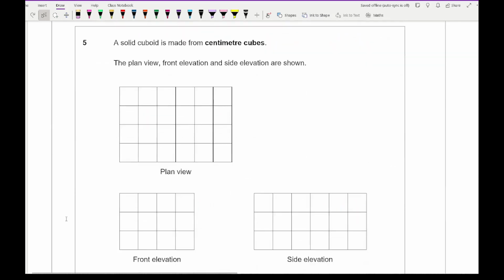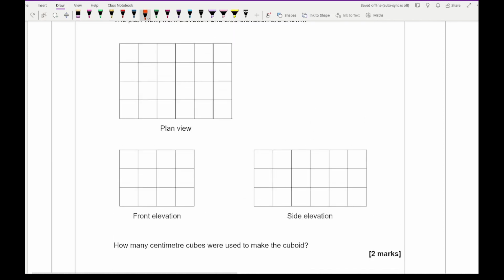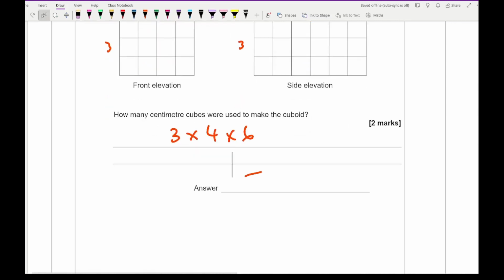So moving on to question 5, it says that a solid cuboid is made from centimeter cubes. The plan view, front elevation and side elevation are shown. It says how many centimeter cubes were used to make the cuboid. So all you need to do here is pick out the dimensions. So here this is going to be 4 by 6. I've got 4 by 3 and 3 by 6. So the dimensions are going to be 3 by 4 by 6, and if you type that into your calculator or work it out, you should have an answer of 72.